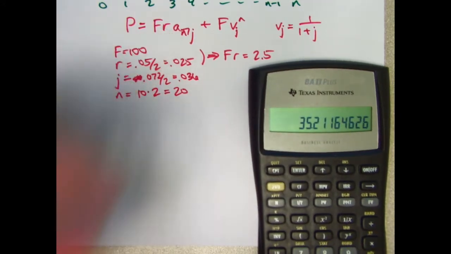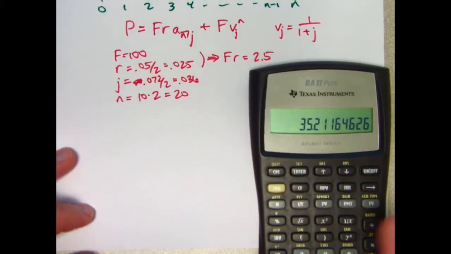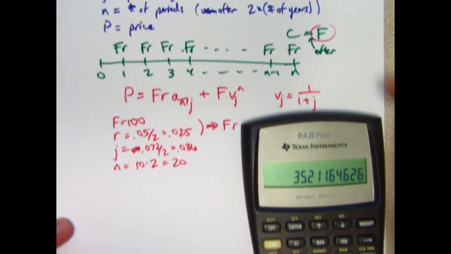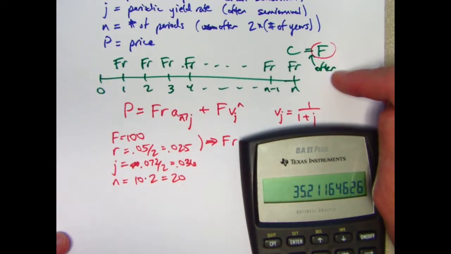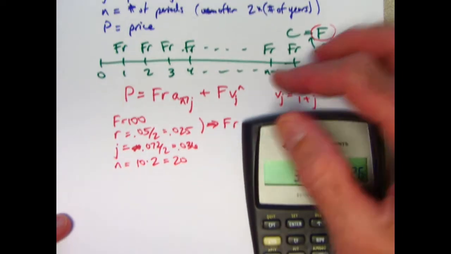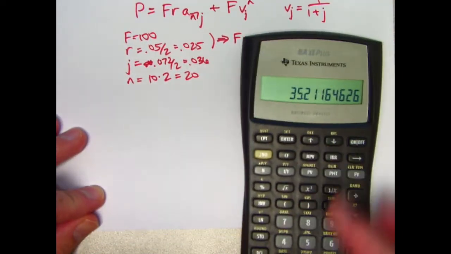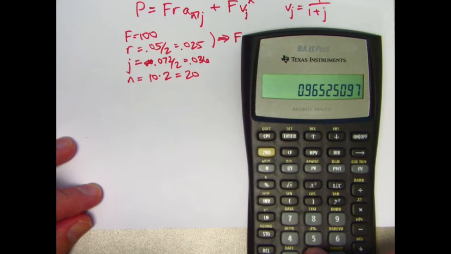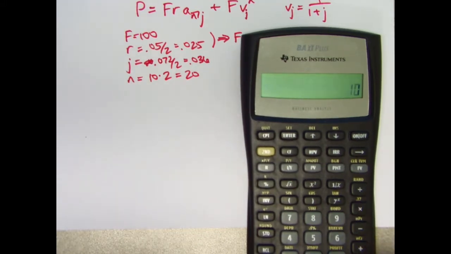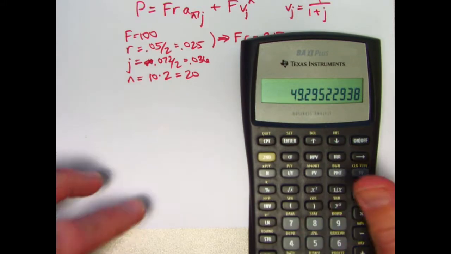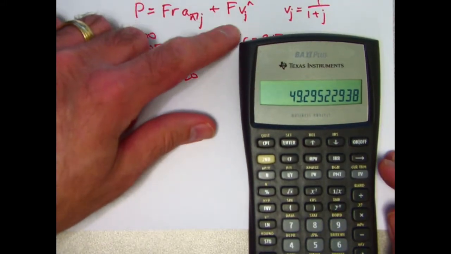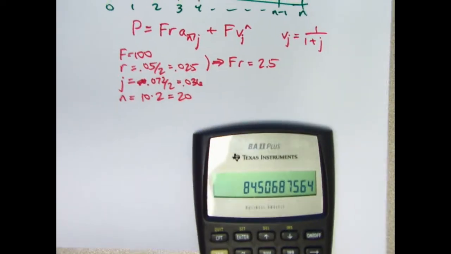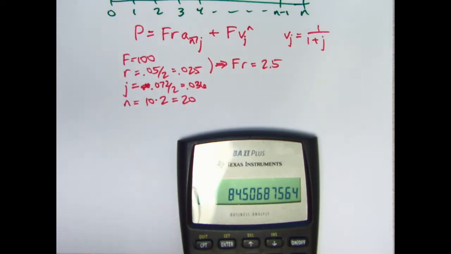This first term is about 35.21. That's the present value of all the coupons at the given yield rate. Store that in register 1. Now take the redemption value, which is the same as the face value, 100, and discount it back to time 0. 1.036, 1 over that is V, raise it to the 20th power, multiply by F, which is 100. 49.30 is this value. Add that to what was stored in register 1, and the answer for part A is about 84.51.